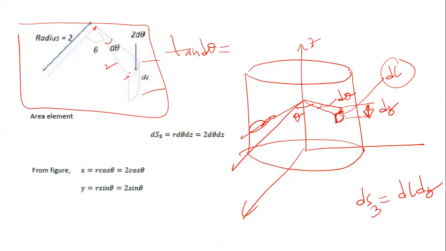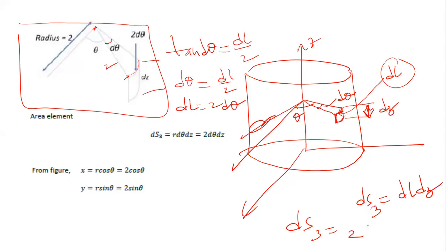Tan d theta is equal to dl upon the radius, which is 2, as I represented here. And for small angular approximation, for small d theta, for small increment here, tan d theta is equal to d theta, because higher order terms are negligible, as I explained before. So d theta equals dl upon 2, so your dl is 2 d theta. Then your ds3 will be 2 d theta dz. Right. So that is your surface element ds3.